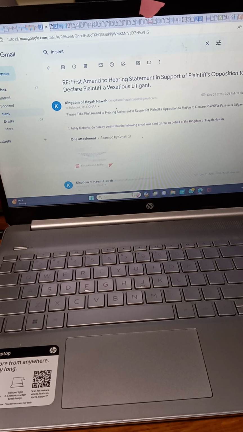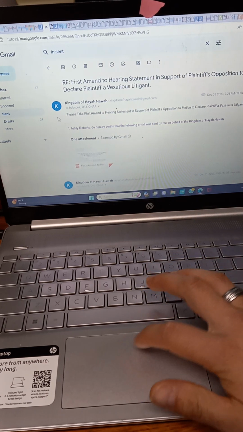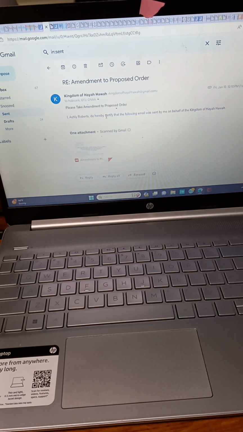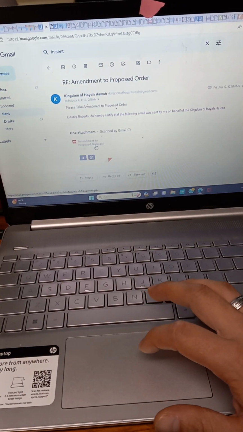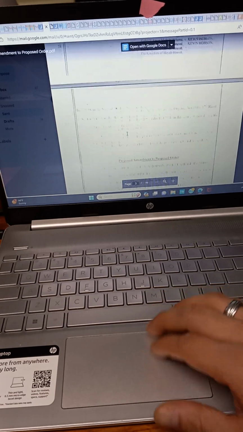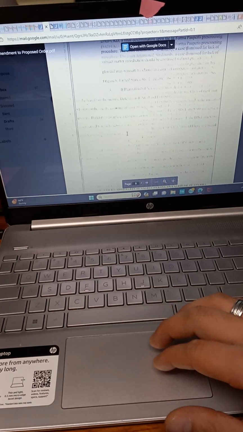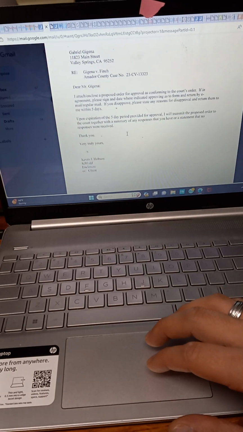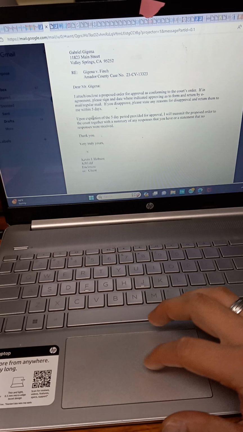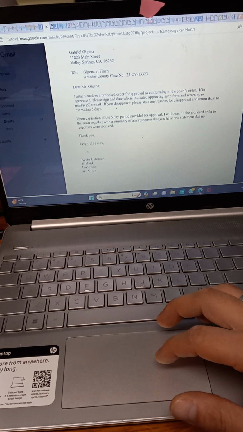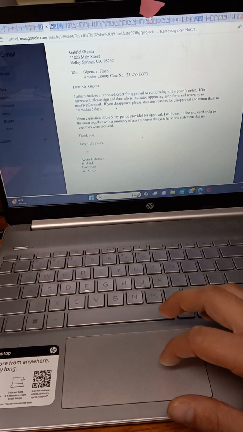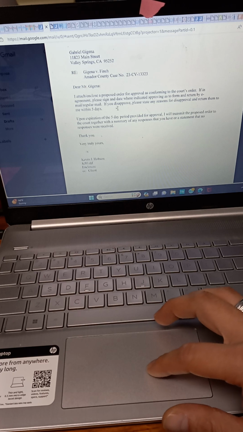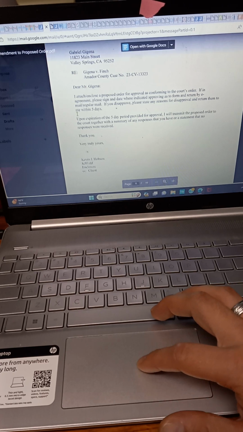So we turned in an answer to the defendant's lawyers' proposed order to declare me a vexatious litigant. He sent me a letter through email that he attached the order for my approval, and that if I disapprove, I would have to give it within 5 days.